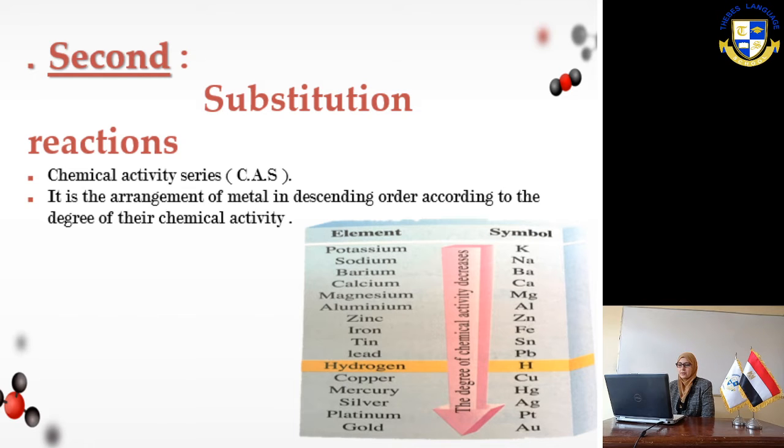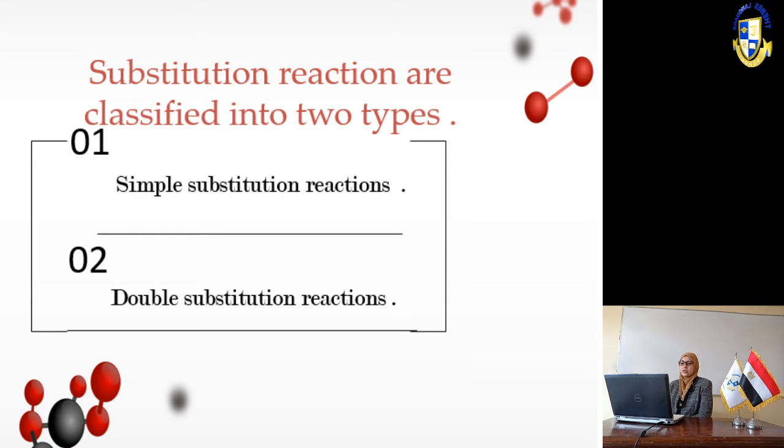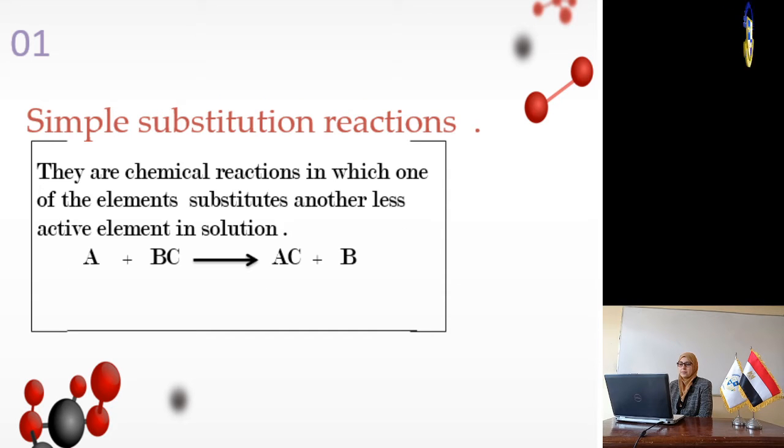Slide number 3. Substitution reactions are classified into two types: simple substitution reaction and double substitution reaction. Slide number 4. Simple substitution reaction. They are chemical reactions in which one of the elements substitutes another less active element in solution. Here we can see A plus BC. What happened? It will make AC plus B. So the A is more active than B, so it makes substitution.